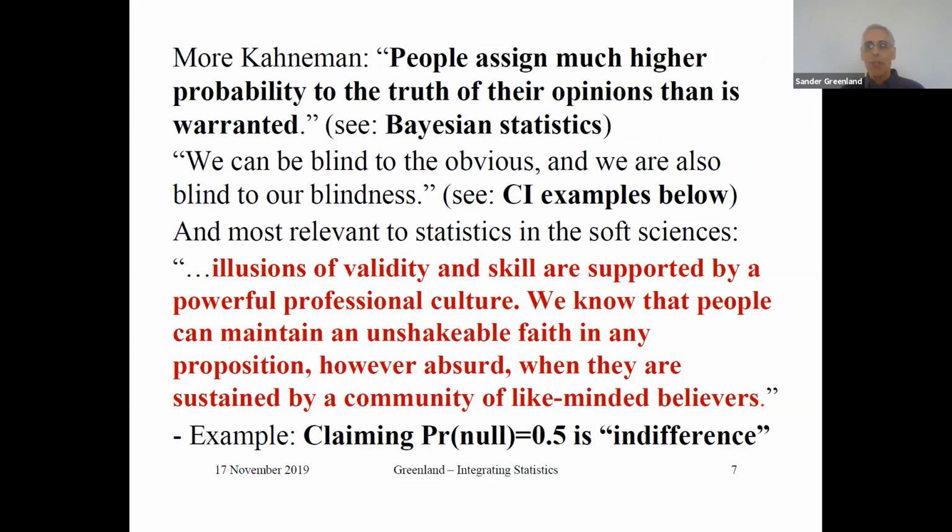Here's more Kahneman: people assign a much higher probability to the truth of their opinions than is warranted. That, to me, is a warning for Bayesian statistics. We can be blind to the obvious, and we are also blind to our blindnesses. And most relevant to statistics and soft sciences, like medical and social sciences, illusions of validity and skill are supported by a powerful professional culture. We know that people can maintain an unshakable faith in any proposition, however absurd, when they are sustained by a community of like-minded believers. For example, claiming that the probability of a point null is 0.5 is indifference. It can only be indifference under a very specific setting in which the alternative is something else entirely than what I would consider in the many applications.